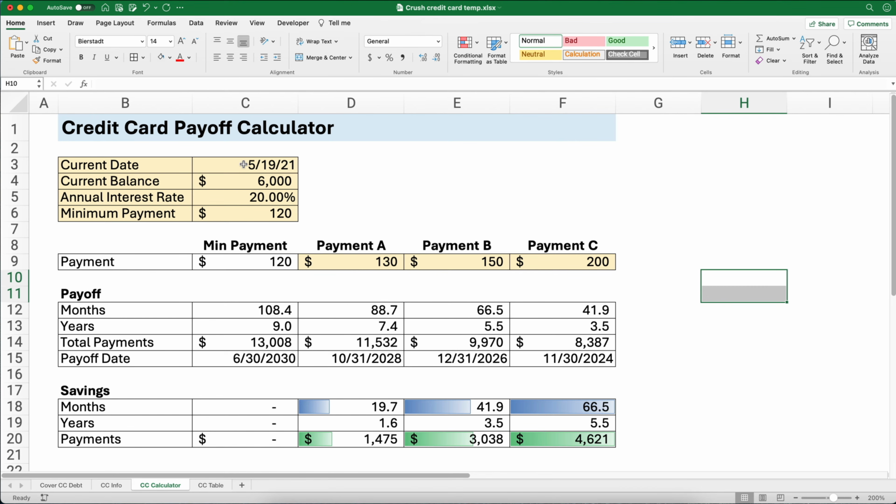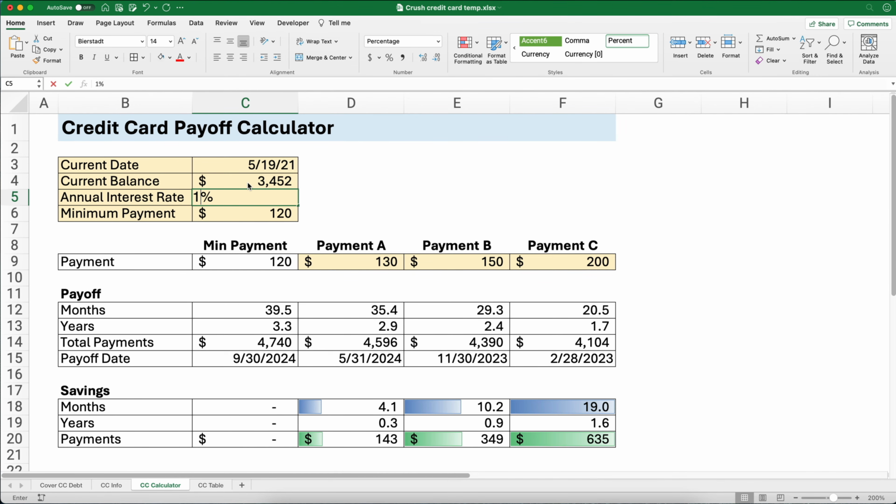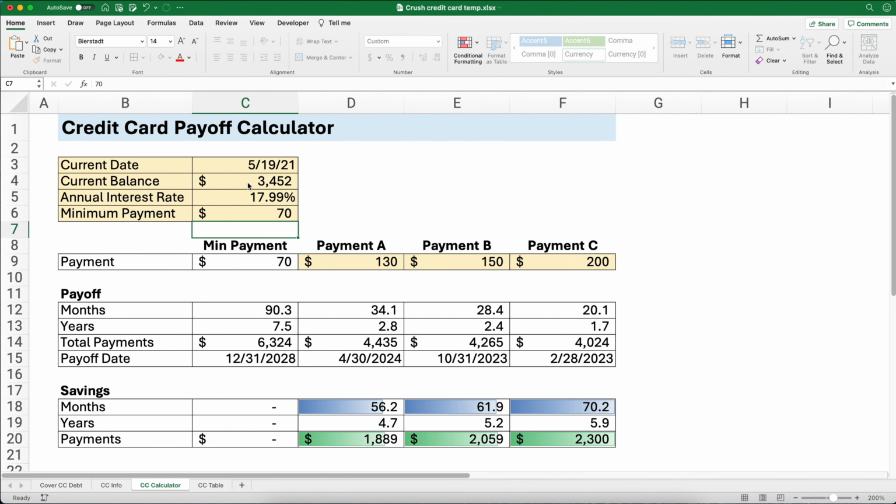You can say, well, here's my date. I have $3,452 of credit card debt. My interest rate is 17.99, and my minimum payment, let's say, is $70. Well, you can say, everything gets calculated, and you can say, well, what if I make an $80 payment?